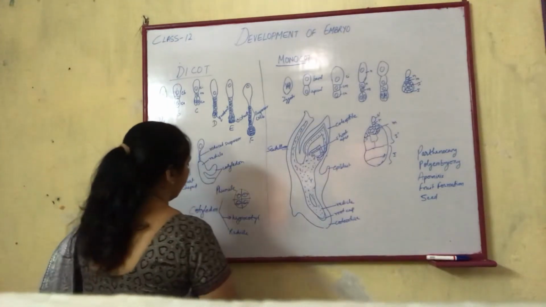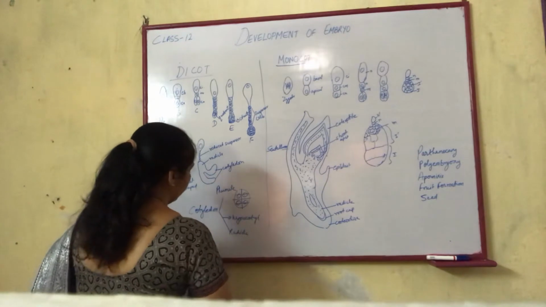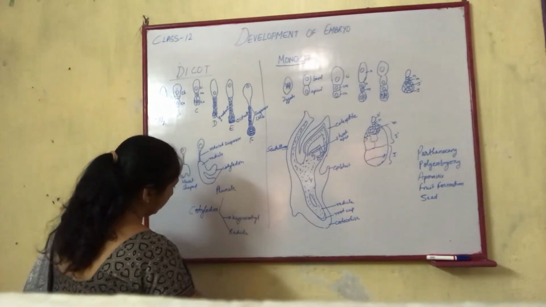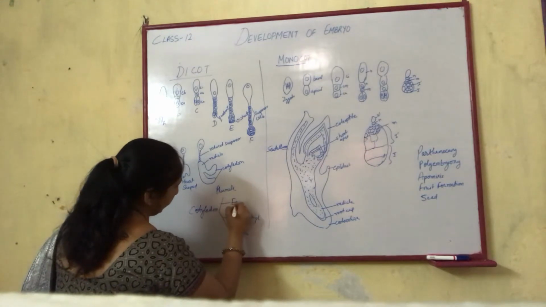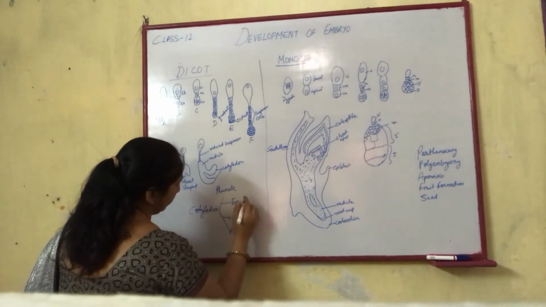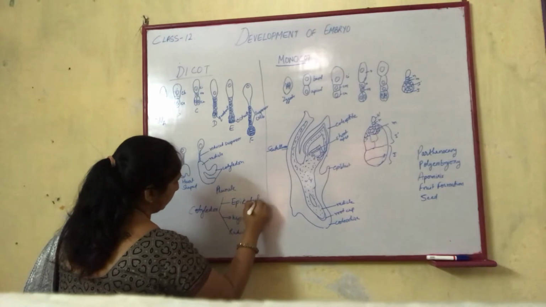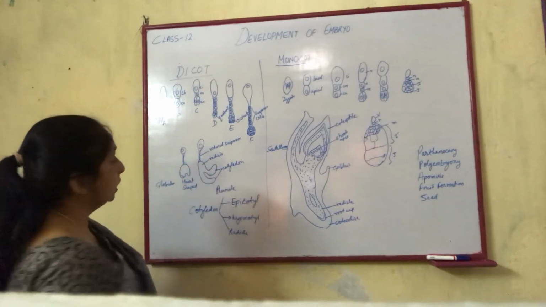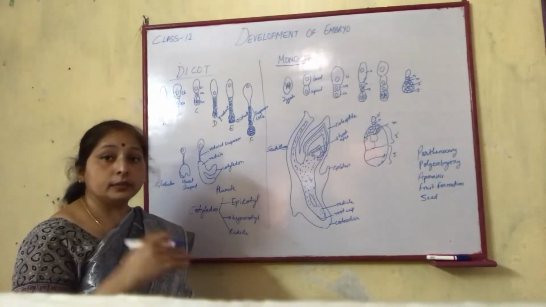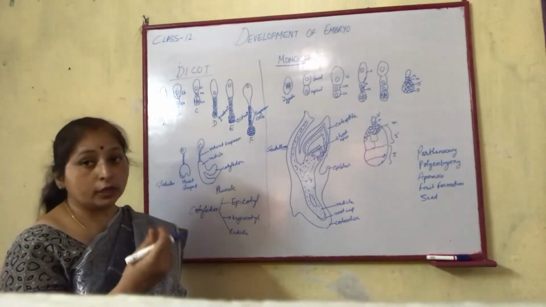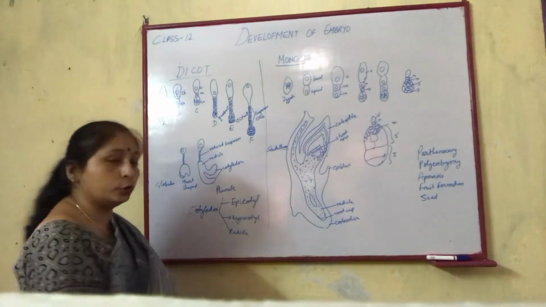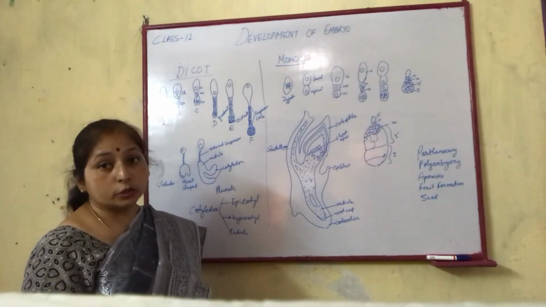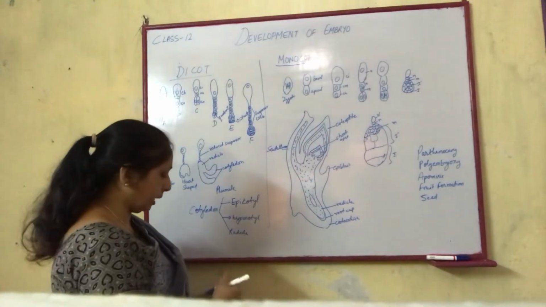And this one, the quadrant I have drawn. Just let me draw the structure which is formed in the dicotyledons. The portion above the cotyledon forms the plumule, then the shoot, and the portion below the cotyledon forms the root, or the radicle.